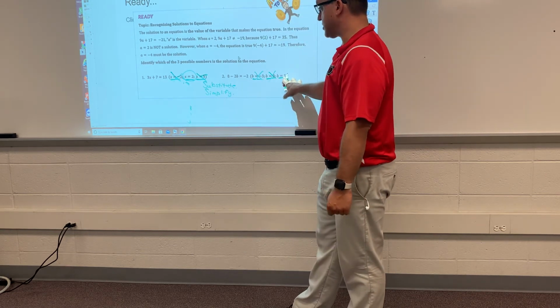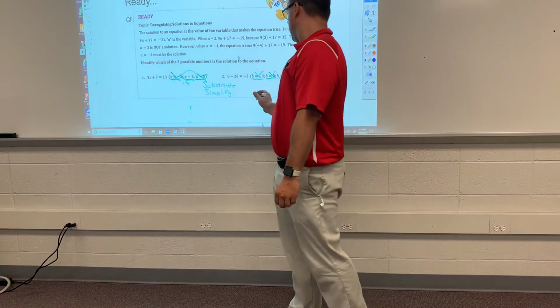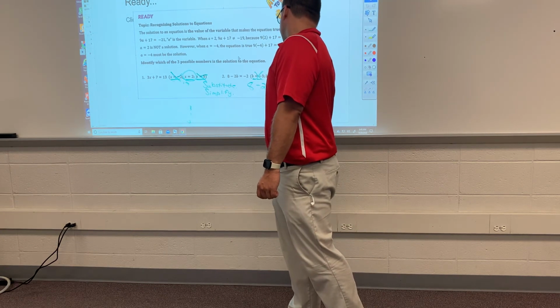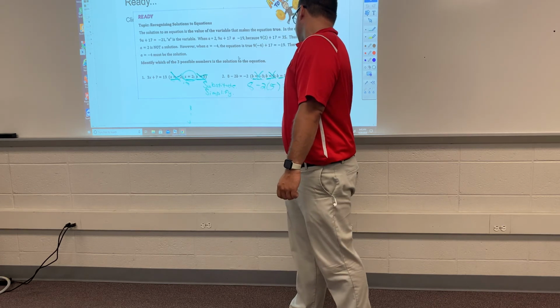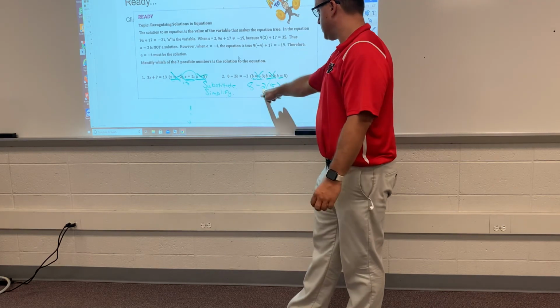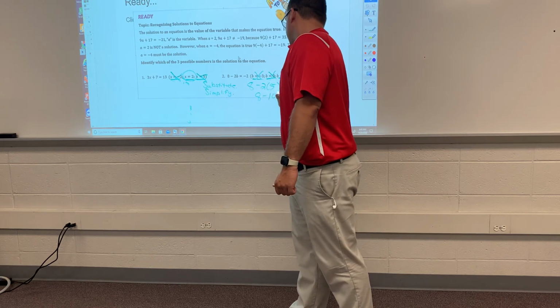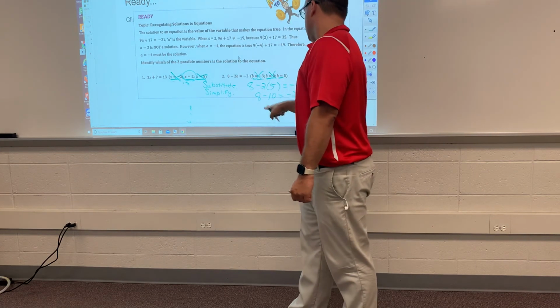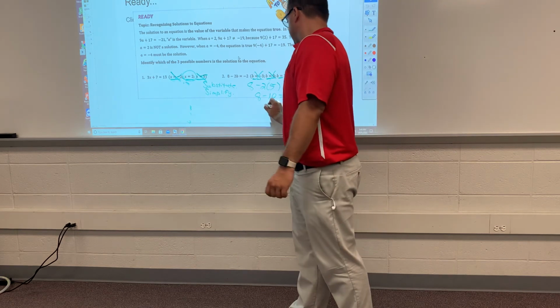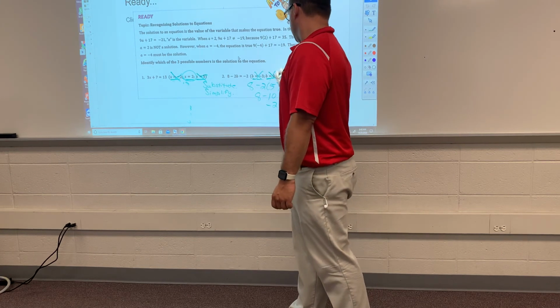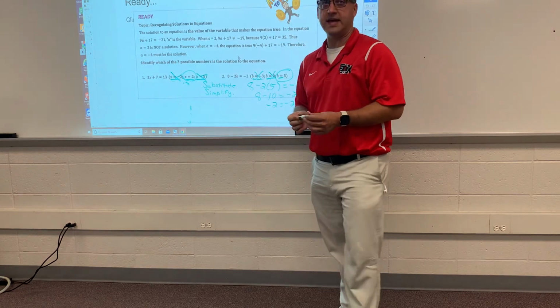And I'm going to just make sure 5 is a solution. So 8 minus 2 times 5 equals negative 2. 2 times 5 is 10. So we have 8 minus 10 equals negative 2. And 8 minus 10 is negative 2. So negative 2 is equal to negative 2. So b equals 5 is our solution.